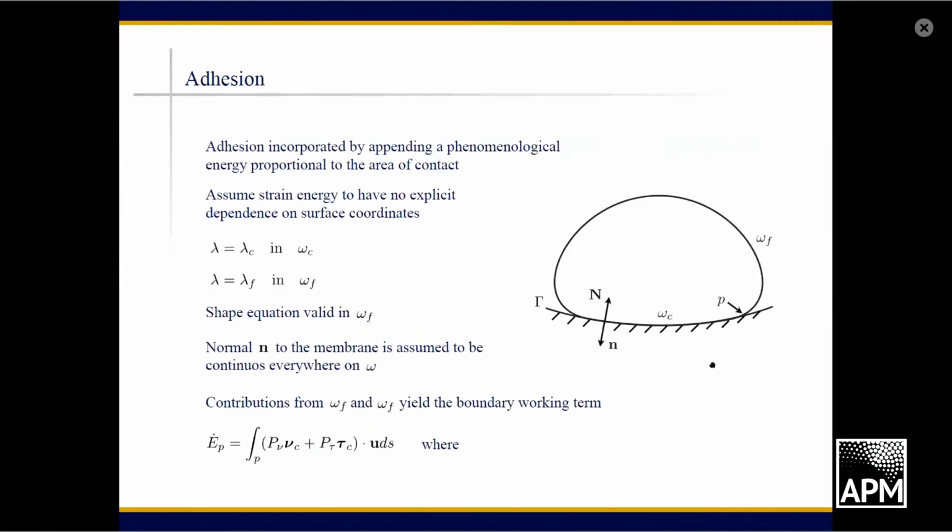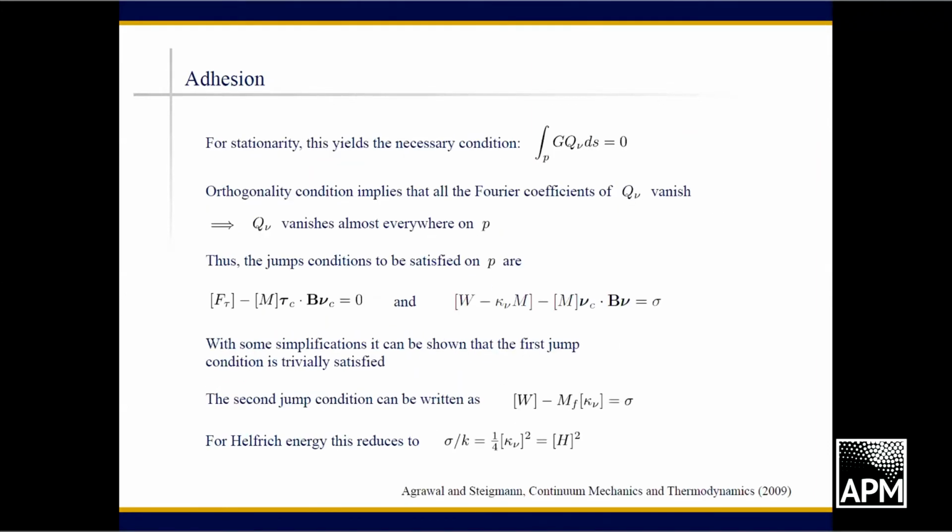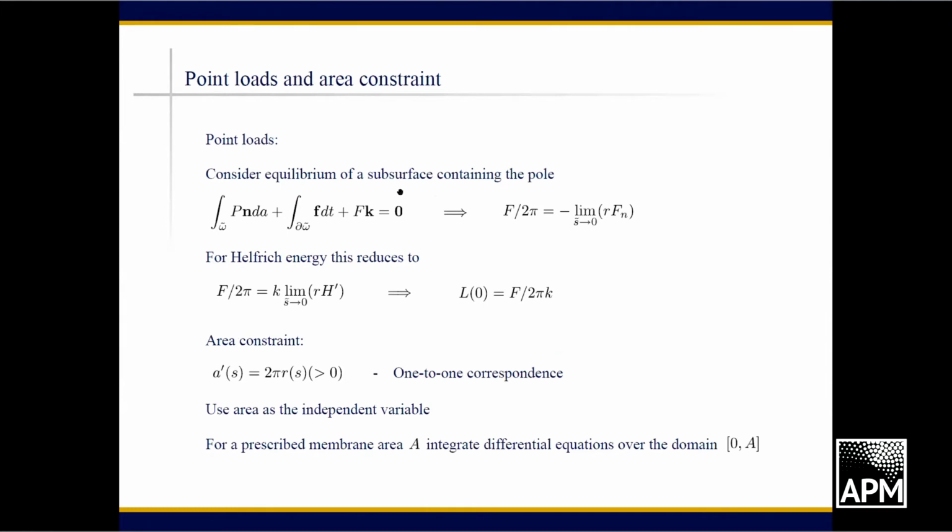We can also apply loads, for example, a point load at the pole of the membrane to either promote adhesion or to detach the cell from the substrate. That point load is easily obtained by an equilibrium condition. For example, consider a subsurface omega tilde containing the pole where the point load is applied. We can use a simple force balance.